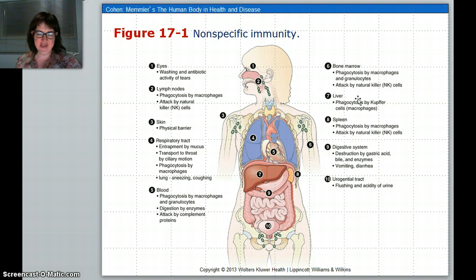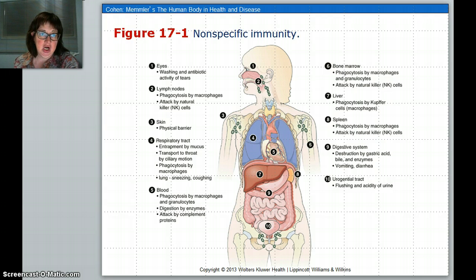In your digestive system, your stomach is really acidic because it will kill anything that got in the wrong way. Also, you can vomit to get things out of your body that the body doesn't like, or diarrhea. Get this out of me fast. Also, your urogenital tract, because you flush as you pee, and you have the acidity of the urine. There's also discussion that menstruation helps clean out the vagina. So various non-specific defenses will get rid of anything that's in there or prevent it.